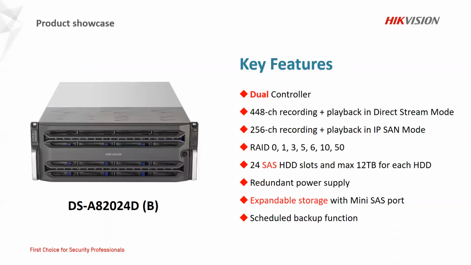And here's the dual controller option with D at the end of the part code. This can record up to 448 channels at 2 megabits per second in direct streaming mode or 256 channels in IPSAN mode. There are a couple of other really important differences compared to the ones we've just looked at. First, the dual controller version doesn't support VRAID, but it does support all the normal RAID versions. Secondly, it doesn't use SATA hard drives. Because it has two controllers, it needs SAS drives, as these can be accessed by both controllers, whereas SATA drives can't. And lastly, the dual controllers support the expandable storage that I mentioned earlier by adding up to 2 enclosures.